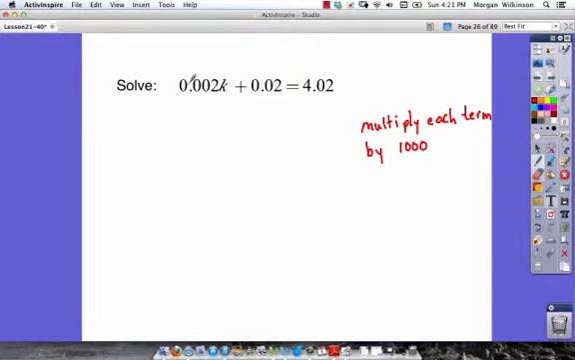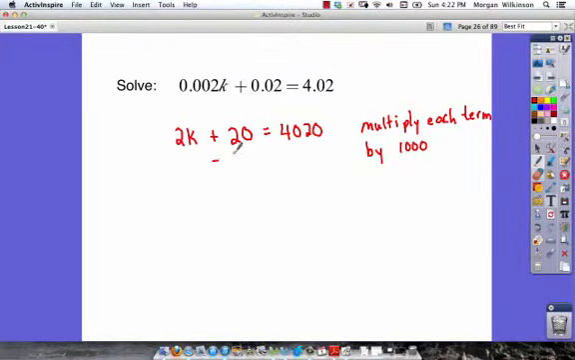So if we multiply 2,000ths by 1,000, we must get 2. So we're going to get 2k. Plus, if we multiply 200ths by 1,000, we must get 20. And if we multiply 4.02 by 1,000, we must get 4,020. Notice we move the decimal point 3 to the right each time. That's because we're multiplying by 1,000. Alright, now this problem is a lot more straightforward to solve. We're going to go ahead and find out what k is.